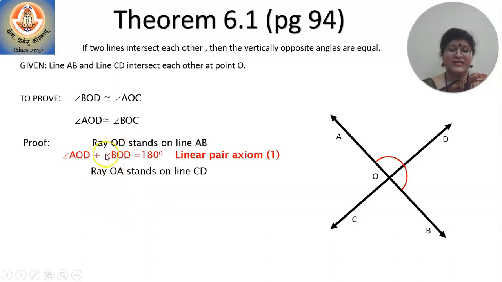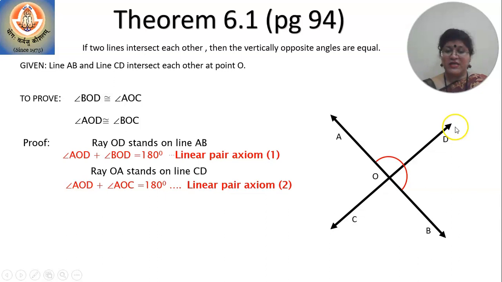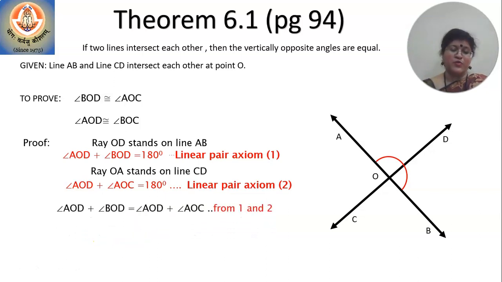You have to repeat any one of the angles in the next line. So I have repeated angle AOD. So AOD plus AOC is equal to 180 degrees. That is the clue. Either you take BOD again down or you take AOD. The choice is yours. Now when you compare statement 1 and 2, what do you notice? The right hand side is equal, 180, 180. So the left hand side becomes equal.